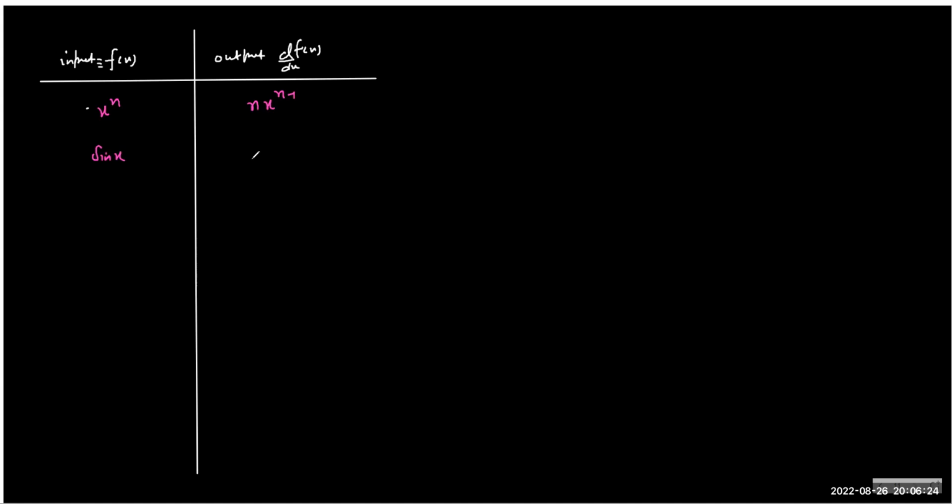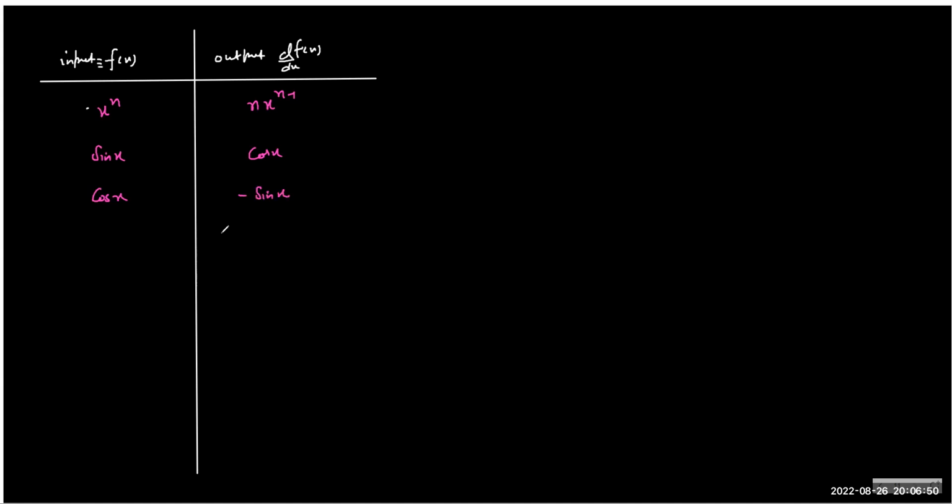Tell me. Cos x. If you could give cos x, then... oh, we don't know. This is minus sin x. And why will the minus come?